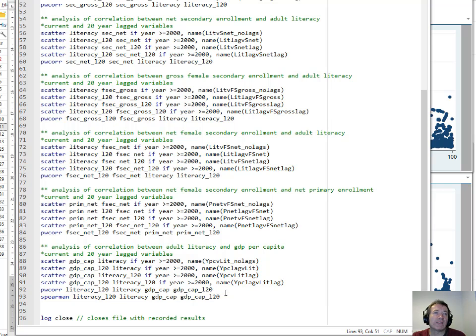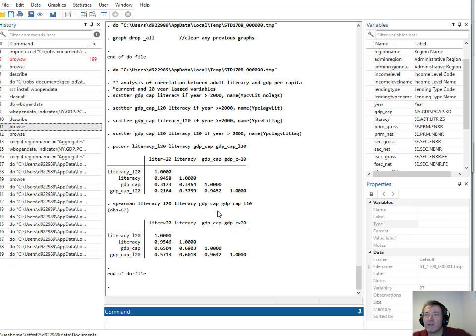Let's have a look at what story they're telling in the results window. See here, positive correlations for Pearson's, but really low. Whereas when you look at the ranks with Spearman's, which is more appropriate for this non-normal data, you're picking up strong positive correlations, 69% between GDP per capita and literacy. And if you lag it both ways, you're still picking out a correlation between literacy as it was 20 years ago and GDP today, a strongly positive correlation.